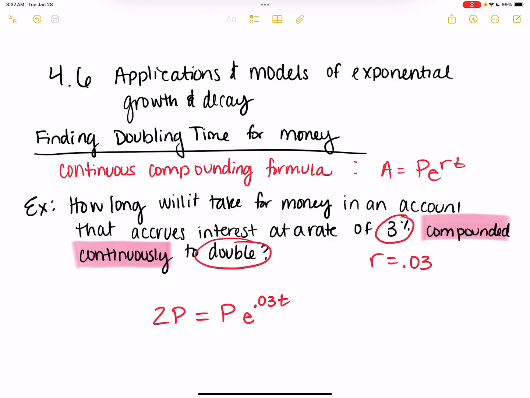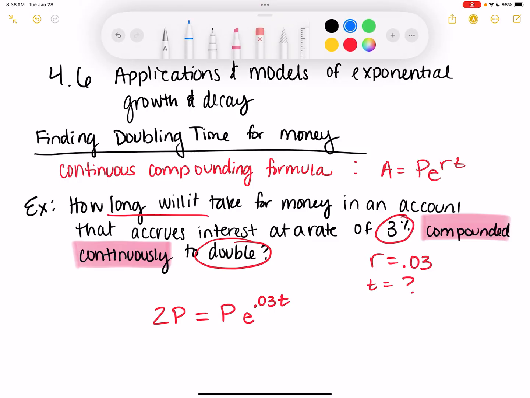All right, so I need to solve this equation just like a normal equation. There are multiple things I don't know here, right? I don't know P and I don't know t, but which variable am I solving for? T, for time, because it wants how long it will take. So I'm solving for t. I'm going to divide both sides by P because P is being multiplied by this, and I need to get this piece by itself. When I divide by P, I get 2 equals e to the 0.03t.